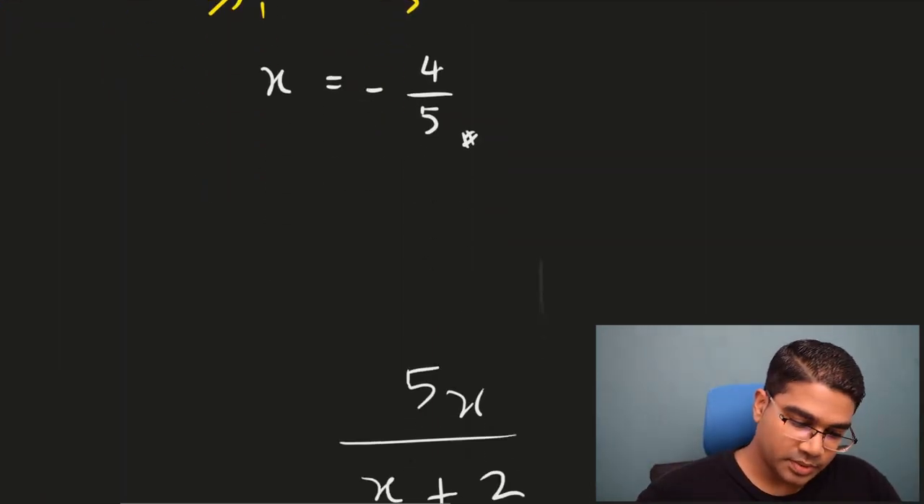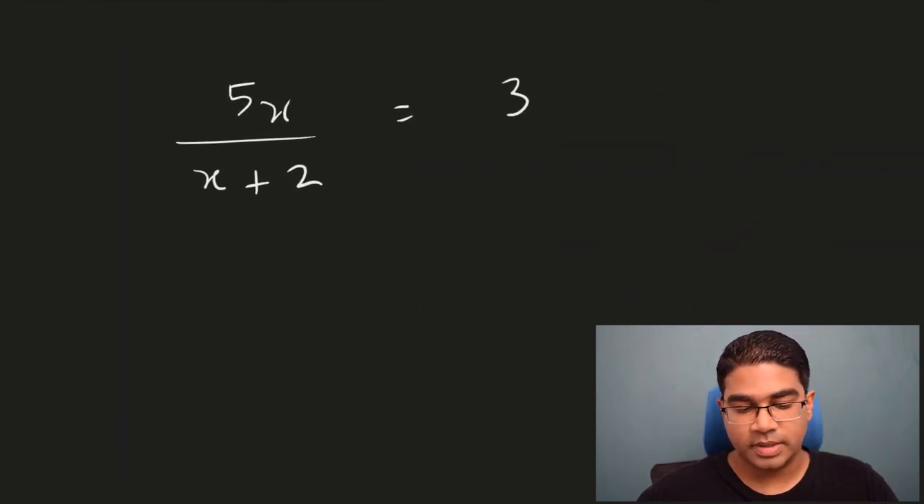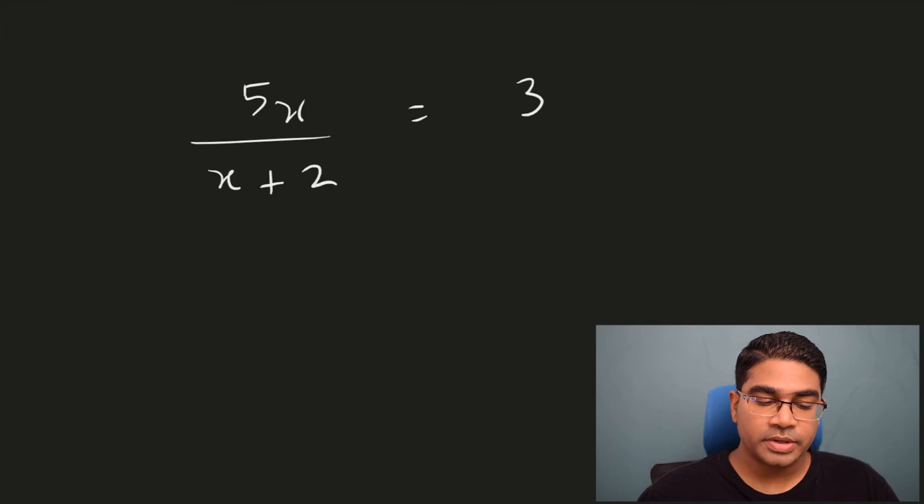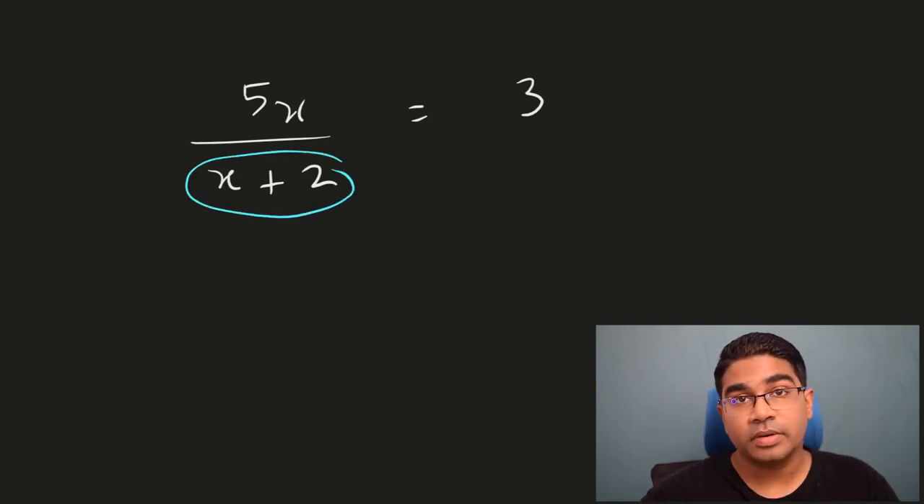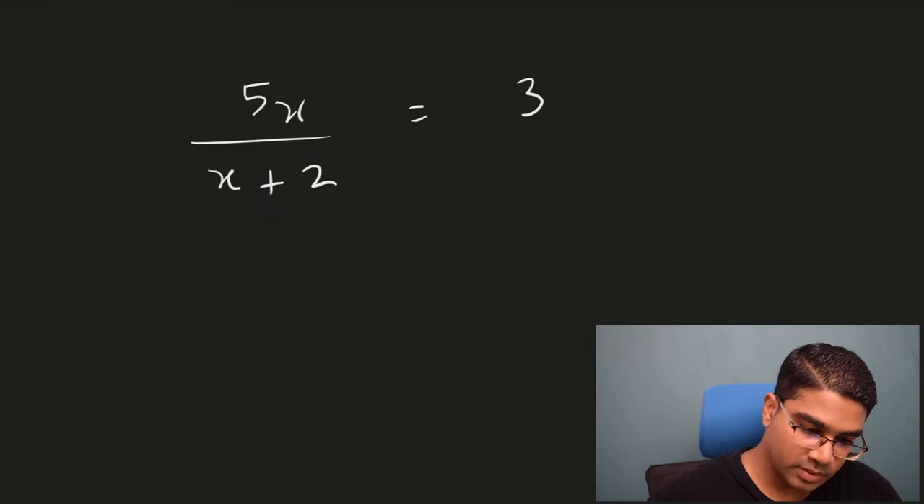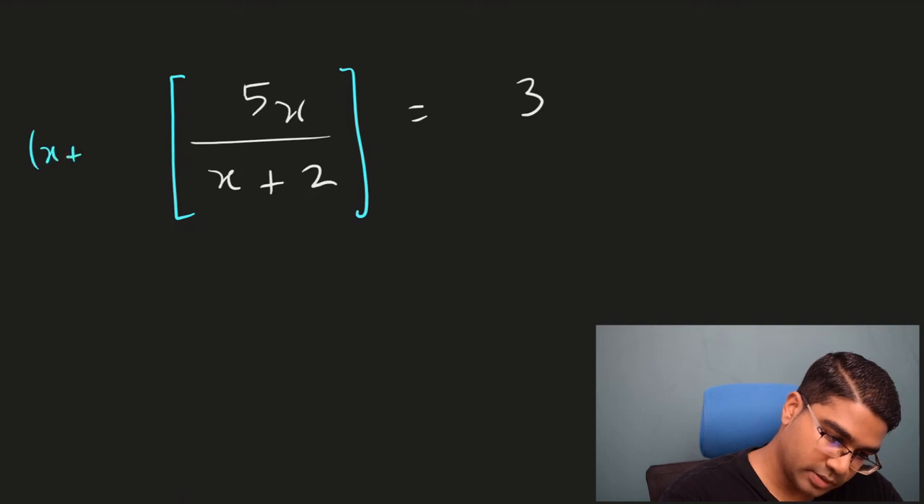Now let's take a look at another example. So let's say we had this: 5x over x plus 2 equals to 3. Now again, you will say we can just move the x plus 2 up and multiply. This is not how it works. So what operation do we want to perform here? What we actually want to do is get rid of the denominator. When we want to get rid of the denominator, all we have to do is multiply the whole equation by the denominator. So how do we do that here? So here, this whole thing multiplied by x plus 2.